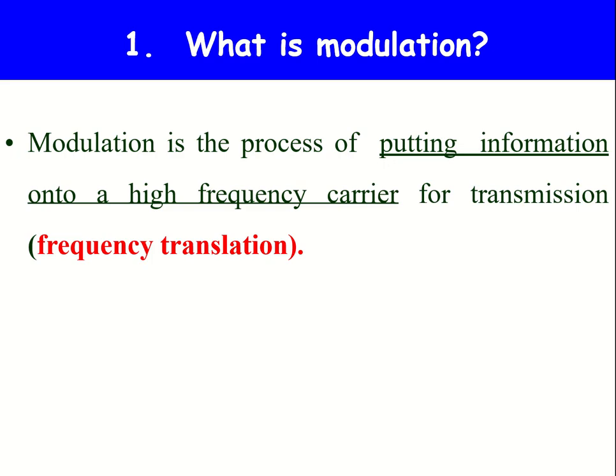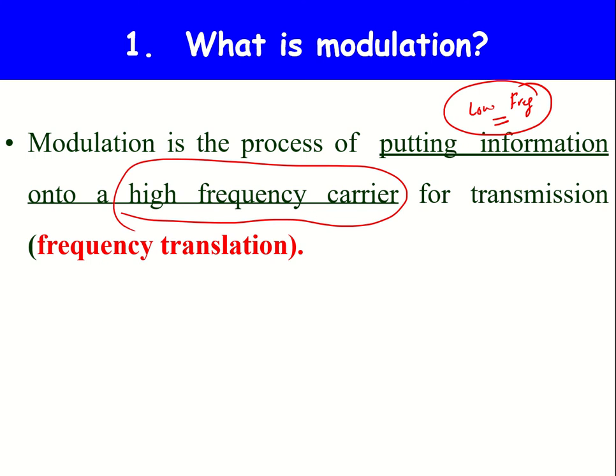So, modulation basics. Modulation, in the simplest words, is the process of putting information onto a high frequency carrier. You want to transmit a low frequency signal, so you put that low frequency signal on a high frequency signal, so that you can transmit the signal as per the requirement of the channel. This is the basic definition of modulation.